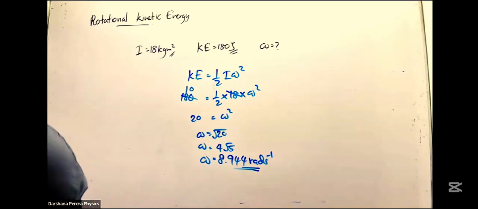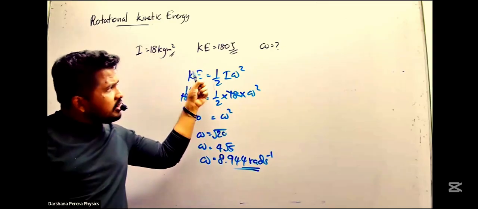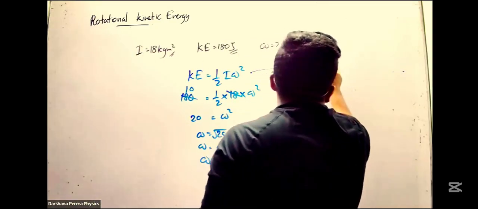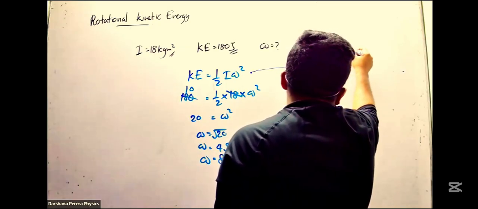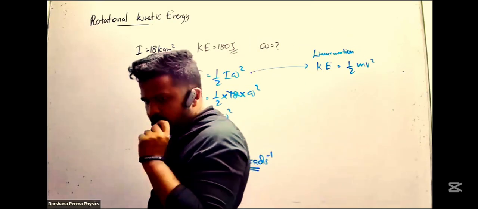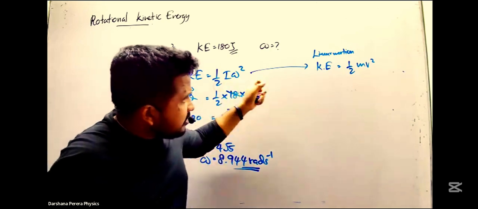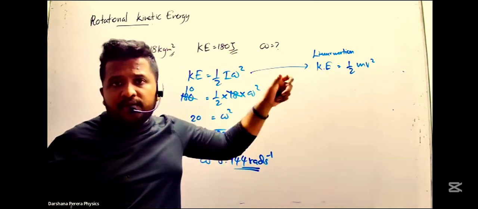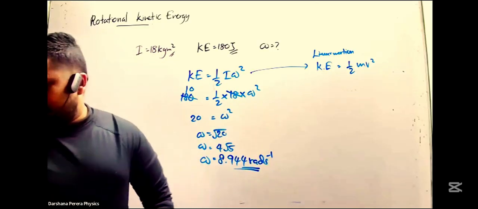Okay. This is the answer. It's very easy because this one is a bit similar to what? Kinetic energy in linear motion: kinetic energy equals half mv square. It's very easy. But in this case, m is equal to the moment of inertia, and v is equal to omega, right? Likewise. Okay.